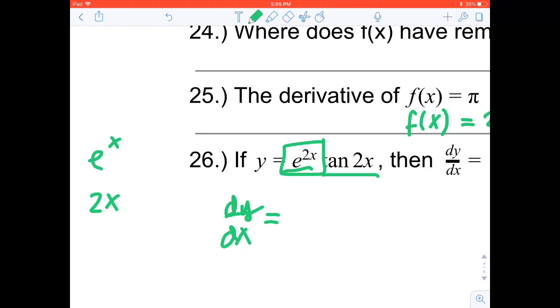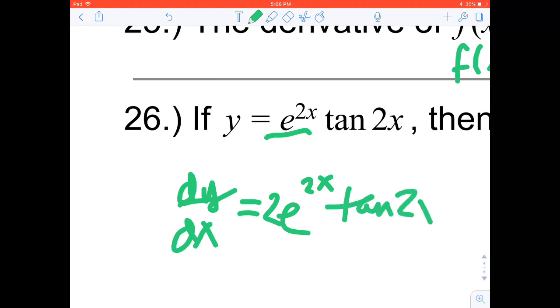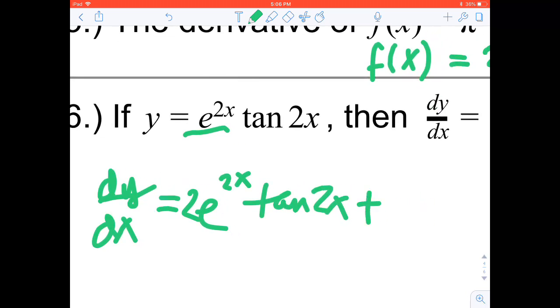Derivative of the outside, I love these e's because it's just e to the x, right? But keep the inside. So we have that, e to the 2x. And then we just have to multiply by the derivative of the inside. So derivative of 2x is 2. I'm just going to throw that right in front to keep it nice and condensed there. So this is our derivative of the first function times the second function, so tangent 2x. Okay, that's the first part of the product rule.